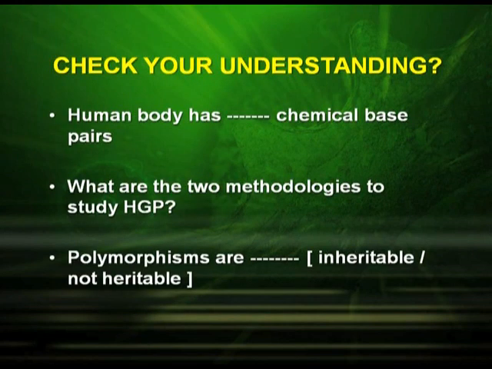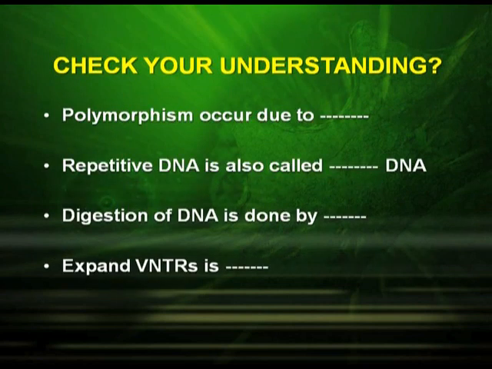Now, check your understanding. The human body has how many chemical base pairs? What are the two methodologies to study HGP? Polymorphisms are, two options, inheritable or not heritable. Polymorphism occurs due to repetitive DNA, which is also called what DNA? Digestion of DNA is done by what? Expand VNTRs.